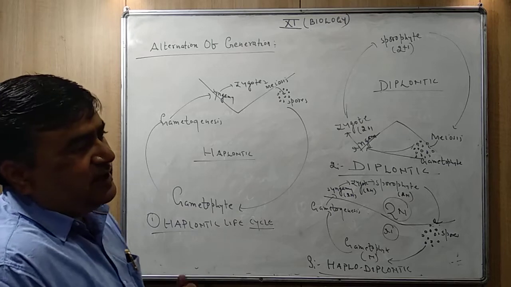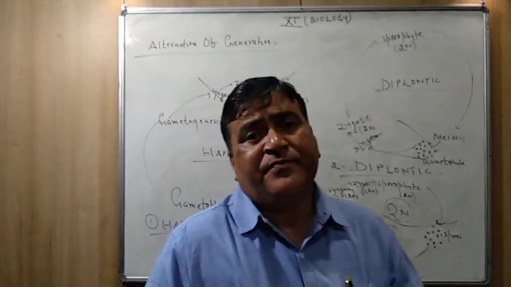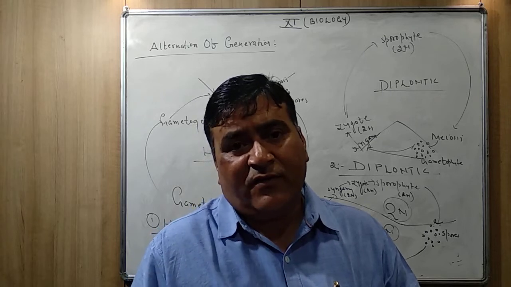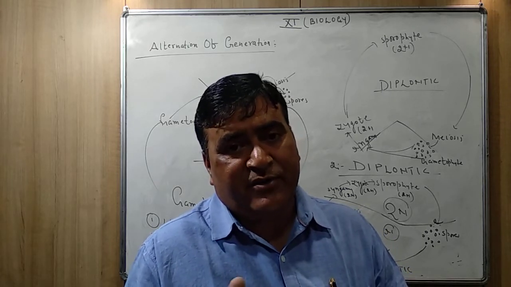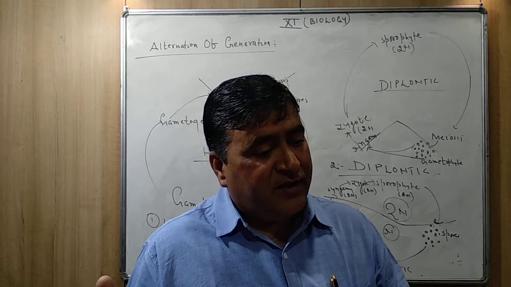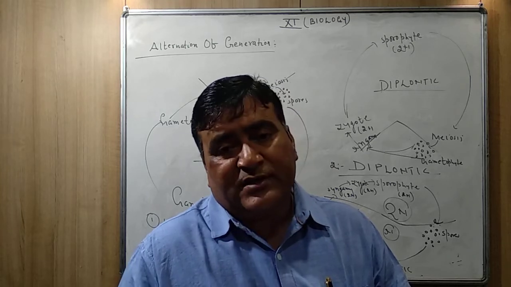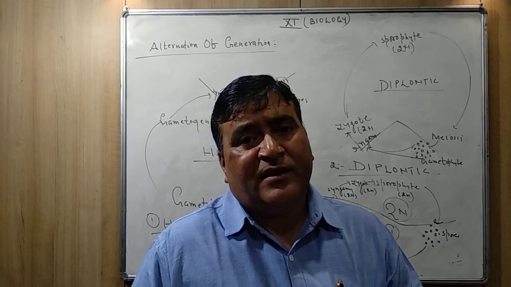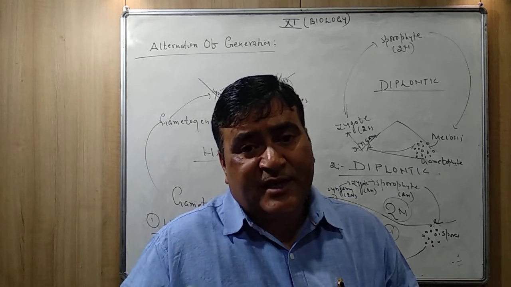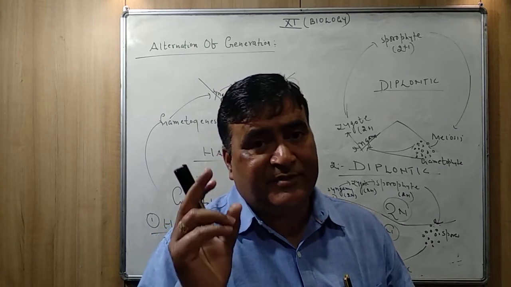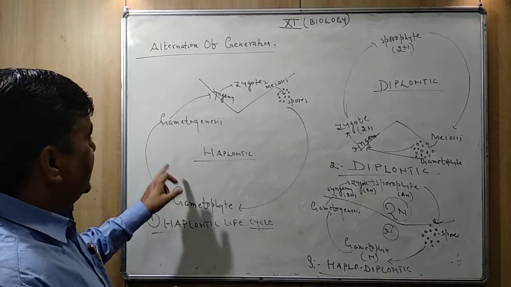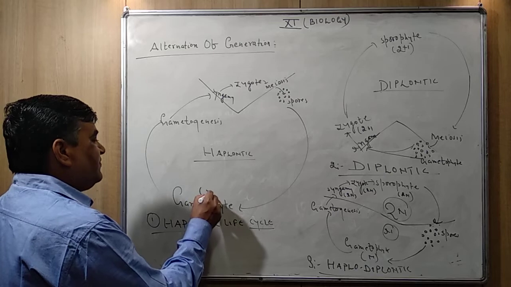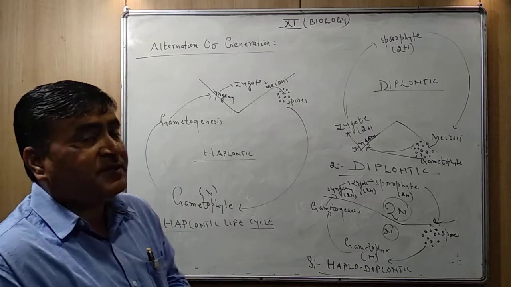The Haplontic life cycle occurs in algae like Volvox, Ulothrix, Spirogyra, Chlamydomonas. Means these are the algae in which what kind of life cycle is there? Haplontic life cycle. So in the Haplontic life cycle, you will start from here. The main plant body is what? Gametophyte. Why have I said gametophyte here?